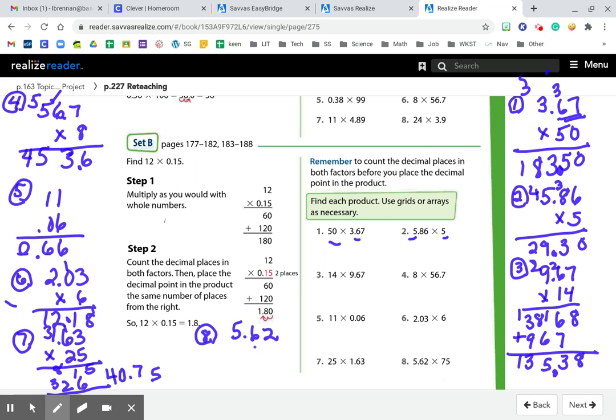5.62. You have notebook paper, spread your work out. 5 times 2 is 10, carry the 1. 5 times 3 is 30, plus 1 is 31. 25 plus 3, 28. 7 times 2 is 14, carry the 1. 7 times 6 is 42, plus 1 is 43, carry the 4. 7 times 5 is 35, plus 4, 39. Add them up. And number 8, 421.5 or 0.50. So that is our set B.